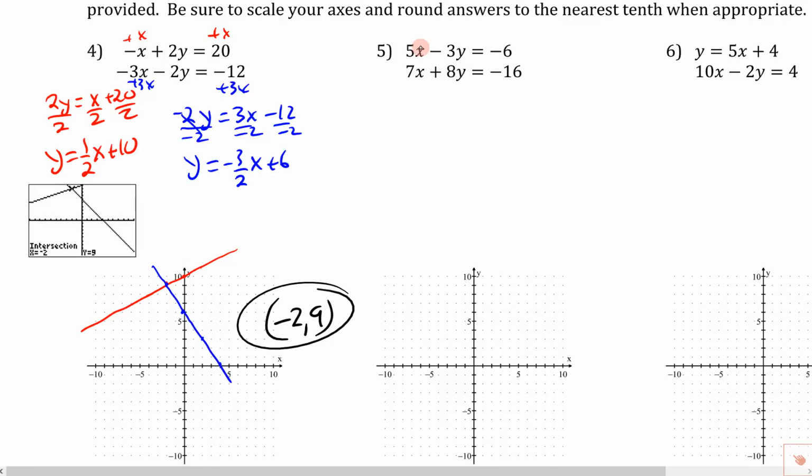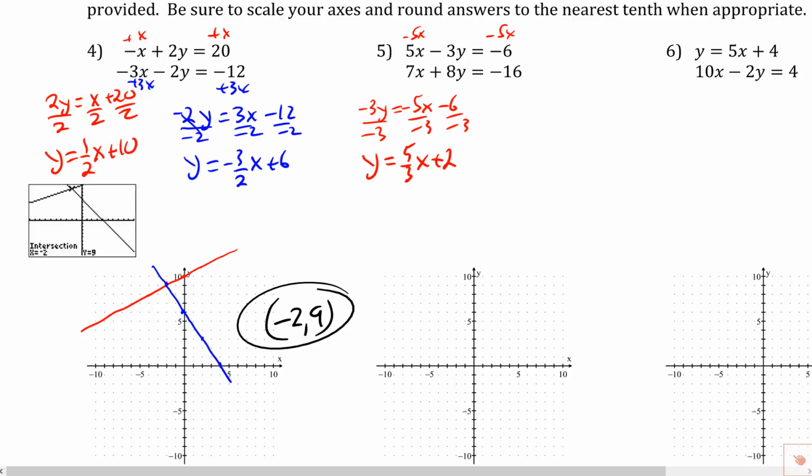Same approach here. We're going to move the x to the other side. We're going to subtract 5x from both sides. So I get -3y over here, -5x minus 6. We're going to divide everything and continue to simplify. We get y equals 5/3 x, and then a +2. So we've got that one all set to go.